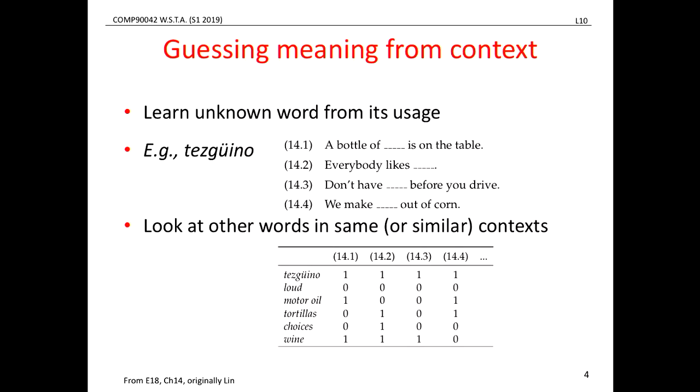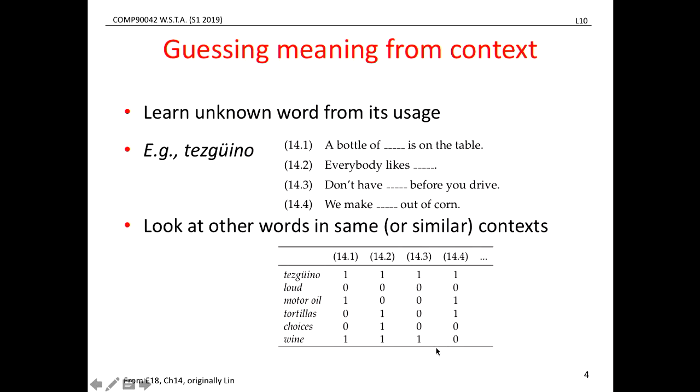Now, from those 4 sets of instances where we see this mystery word, you can pretty easily deduce that it's an alcoholic drink, right? Just from our understanding of language and of the semantics. Now, if we were to look at other words that occur in the same context, we're going to find that the word loud doesn't appear in any of these contexts. You can't have a bottle of loud is on the table and so forth. Motor oil can occur in the first one. It can be put in a bottle. It can be made out of corn, and so on and so forth.